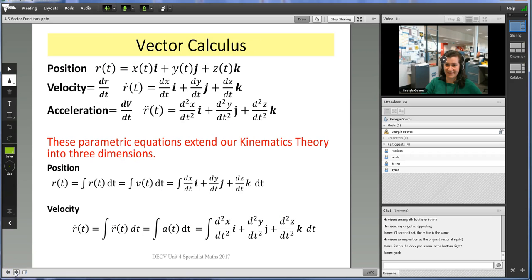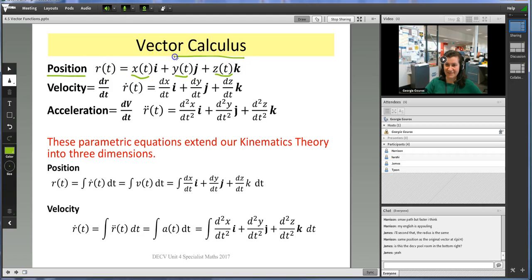Okay, so just generalizing this and relating it all back to calculus. You've seen our vector equation relating to positions. We've got the i component is a function of time, the j component is a function of time, the k component is a function of time.